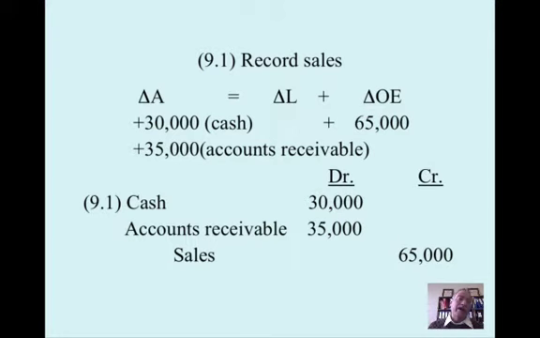Now, sales is revenue, and we have both revenue and expense that affect owner's equity, but they're income statement accounts. They're temporary accounts that get closed out every accounting period. It's zeroed out down to zero, and we start over for the next accounting period. So we can do a new income statement. And so we have to record the sales of the inventory.